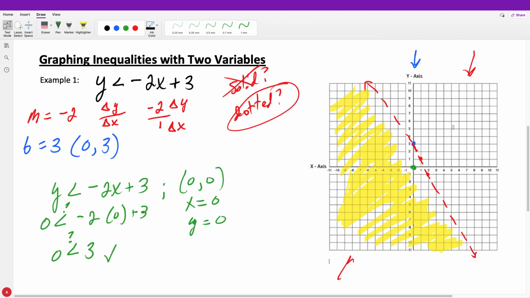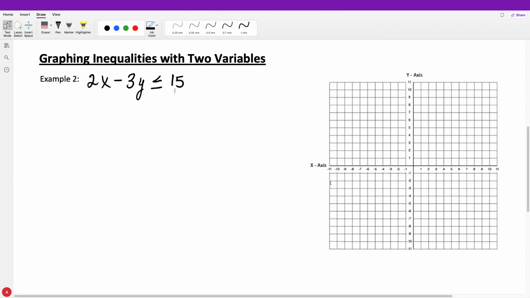That's it. So we're essentially just graphing like we did as an equation, but now we have to say, okay, is the line solid or dotted? And then we need to actually pick a point in one of the regions and test it and see, okay, which region am I coloring in? All right, let's go ahead and do another problem. All right, so then the next example and the last one we're going to go through is this one here as well.